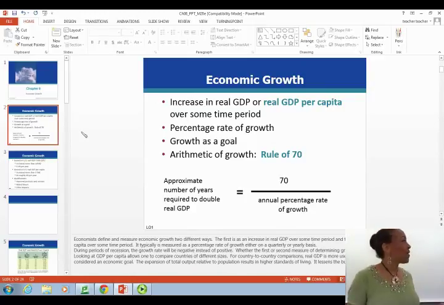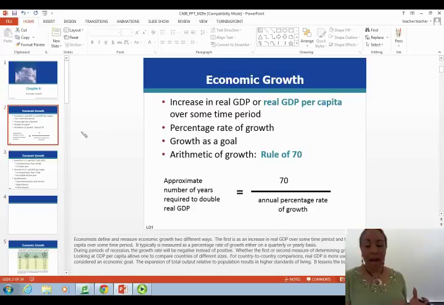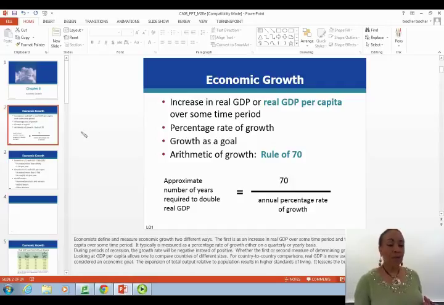So this rule of 70 is basically taking the number 70 divided by the average percentage rate of growth. Okay? Now, let me go to the next slide.